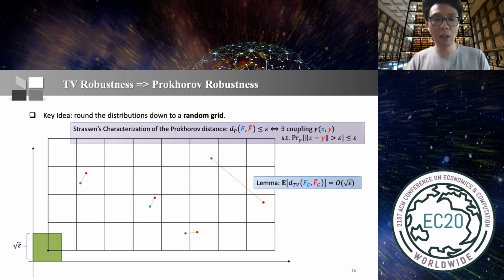With that, you can apply the TV robustness to these rounded distributions and you get the Prokhorov robustness result.